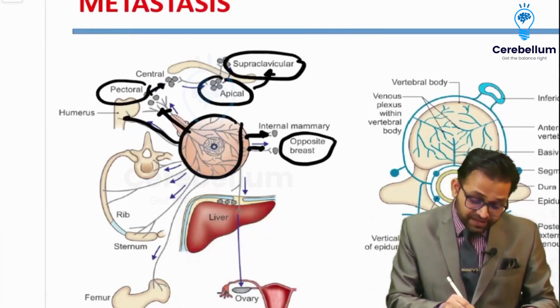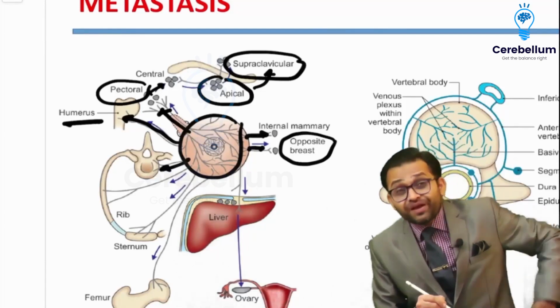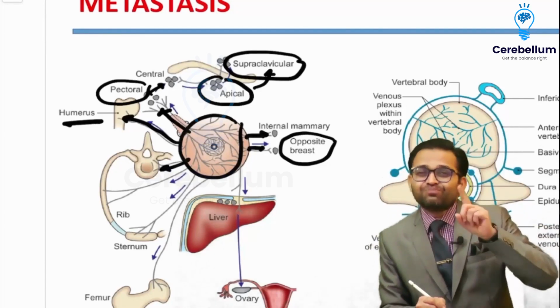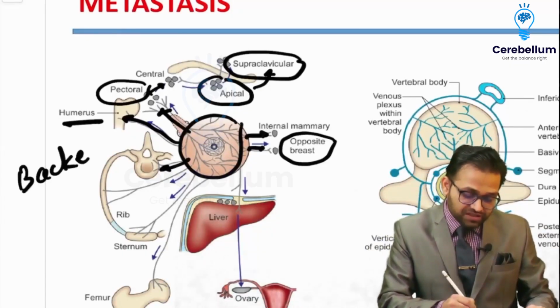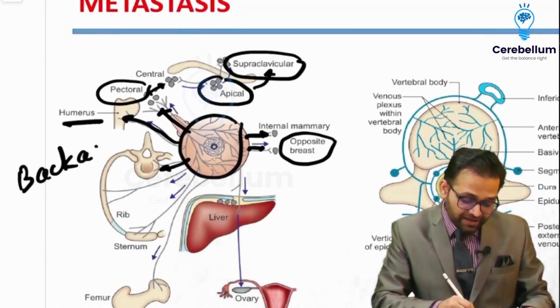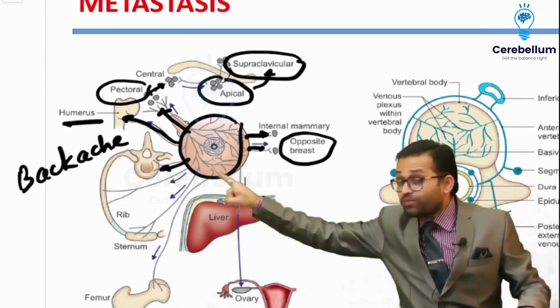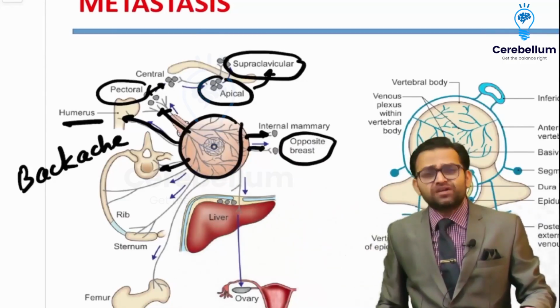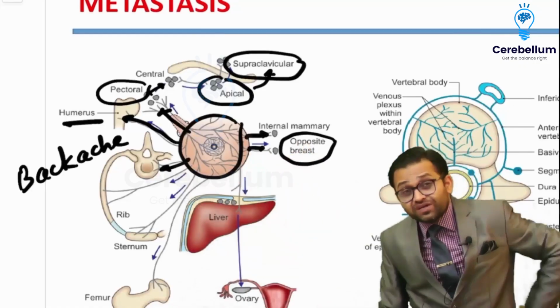It can spread, it can involve the bone like the humerus. Yes, it spreads to our vertebra. That's why, one more very important thing: when you go for the surgery, the resident doctor, the HOD, they will ask about the history of backache. Yes, in case of breast carcinoma, there is one common symptom, backache, पीठ दर्द होता है. Why? Because the breast cancer is spreading to our vertebral column.